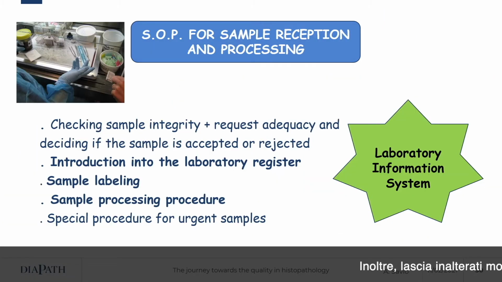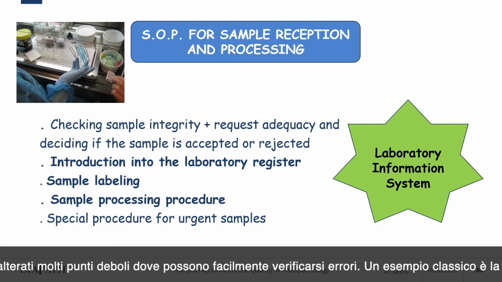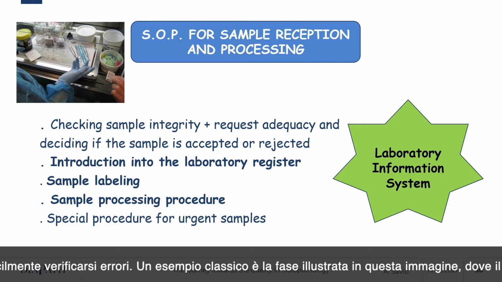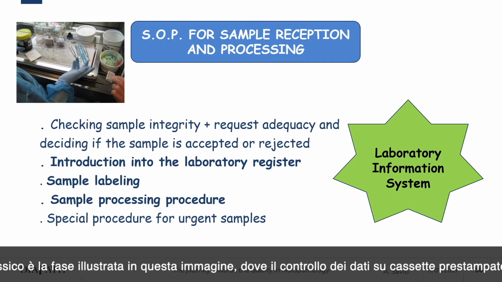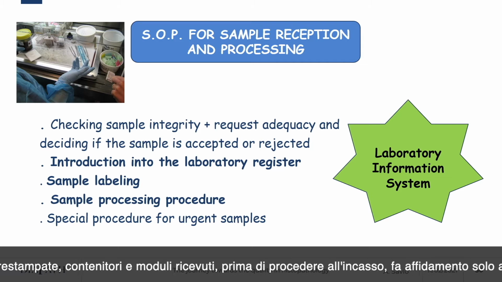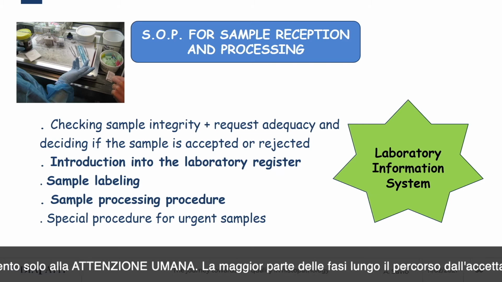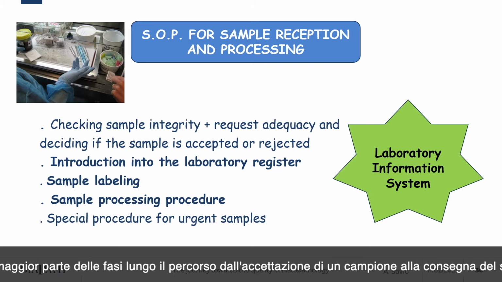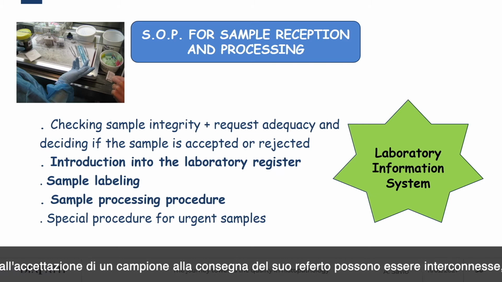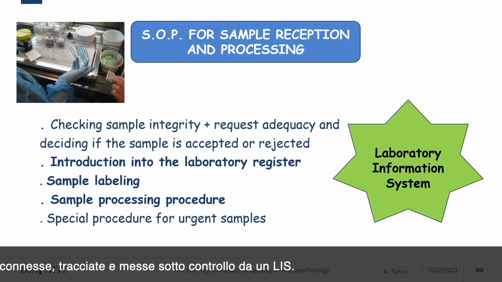Moreover, it leaves unaltered many weak points where errors can easily take place. A classic example is the phase illustrated in this picture, where checking the data on the pre-printed cassettes, containers and forms received before proceeding to grossing is just relying on human attention. Most of the phases along the way from the reception of a specimen to the delivery of its report can be interconnected, tracked and put under the control of a LIS.